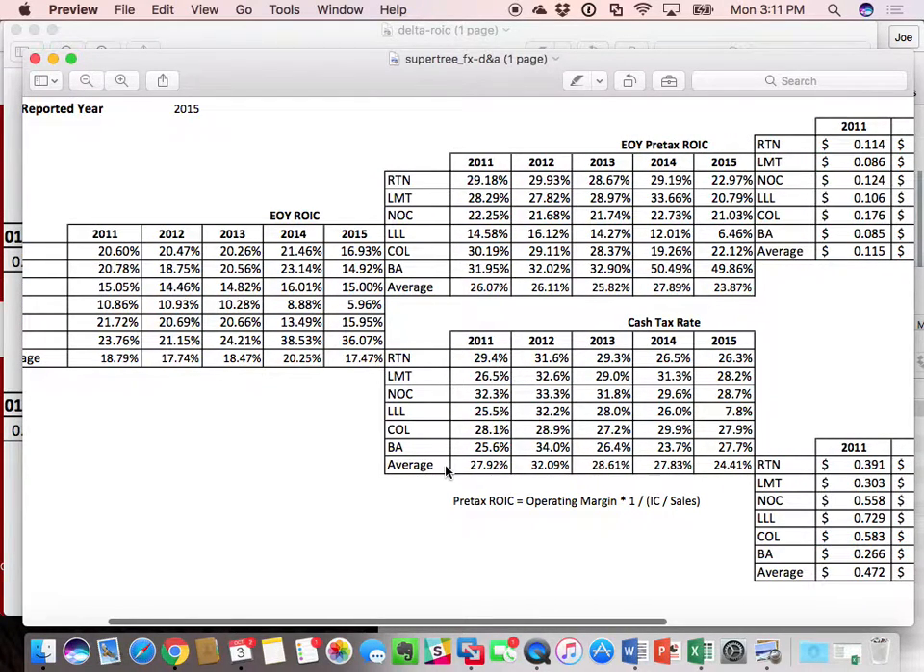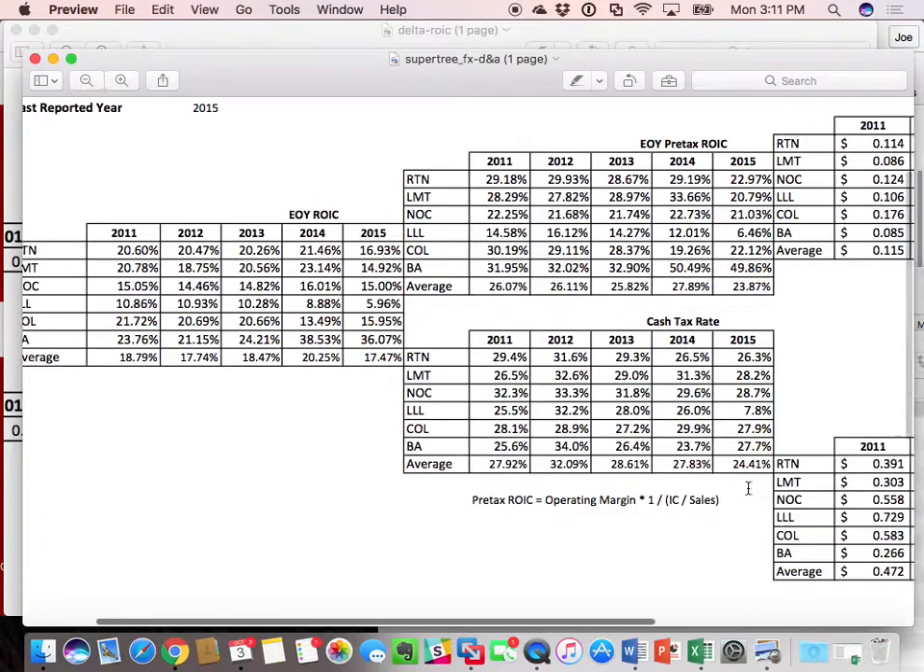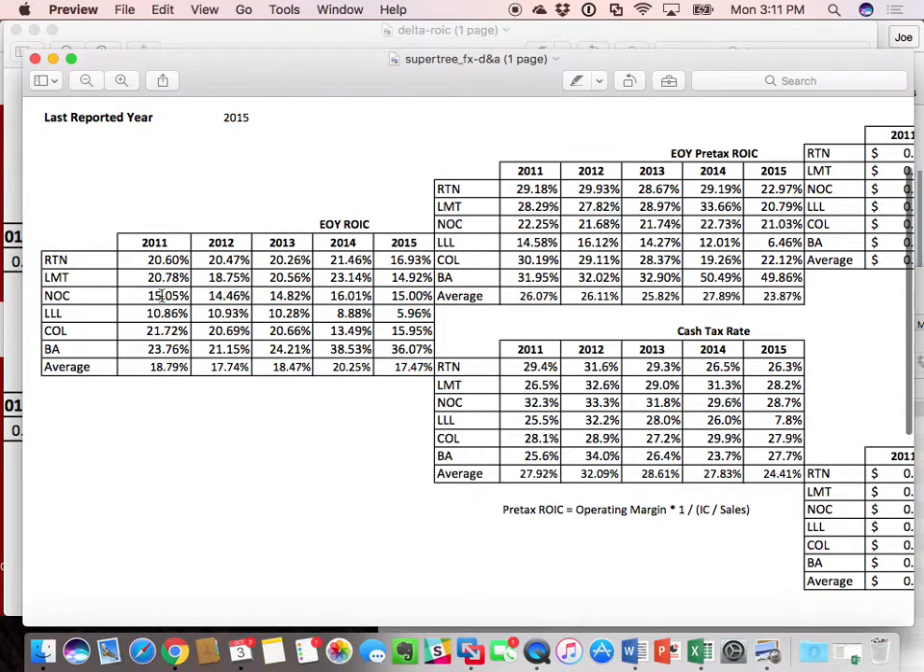Tax rate. Industry, again, tax rate around 28%, falling to 24%. That should have helped the industry ROIC. So clearly, it was the pre-tax ROIC that hurt the industry. Second thing we notice is Northrop Grumman. Northrop Grumman's after-tax ROIC and pre-tax ROIC, because they're paying a higher tax rate than the industry, are both lagging. Okay, so Northrop Grumman is underperforming the industry in ROIC.